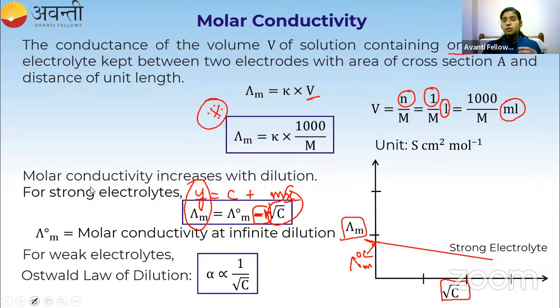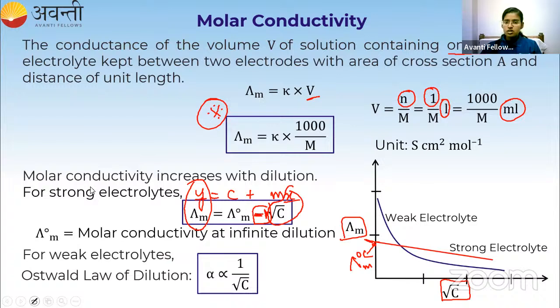You can ask me, ma'am, what is this alpha? Alpha is the degree of dissociation, and C is the concentration. Both of them are inversely proportional to each other. So for weak electrolytes, I will not get a straight line like this with a negative slope. I'll get a curve kind of thing, going from top to bottom like this. So this is the curve we get for a weak electrolyte.